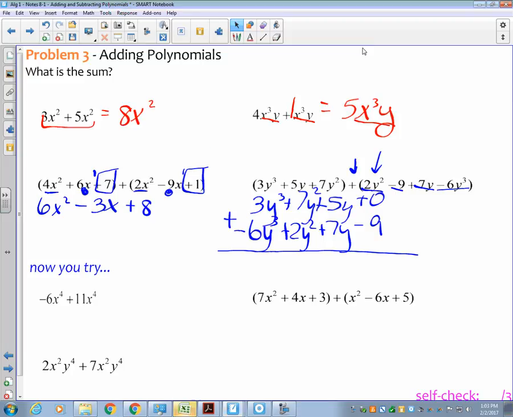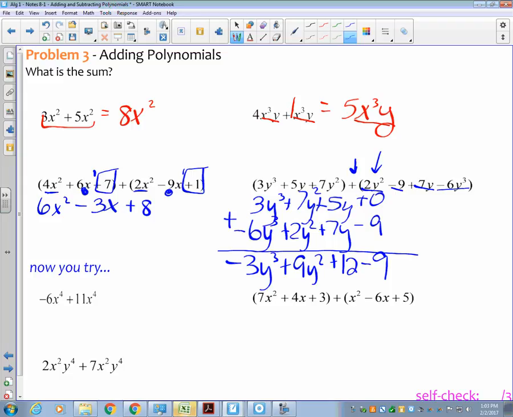So now we're going to add our items together. 3y cubed minus 6y cubed is negative 3y cubed. 7y squared plus 2y squared is 9y squared. 5y plus 7y is 12y, and 0 plus negative 9 is negative 9. All right, you guys get to choose which method you would like to use on these problems.